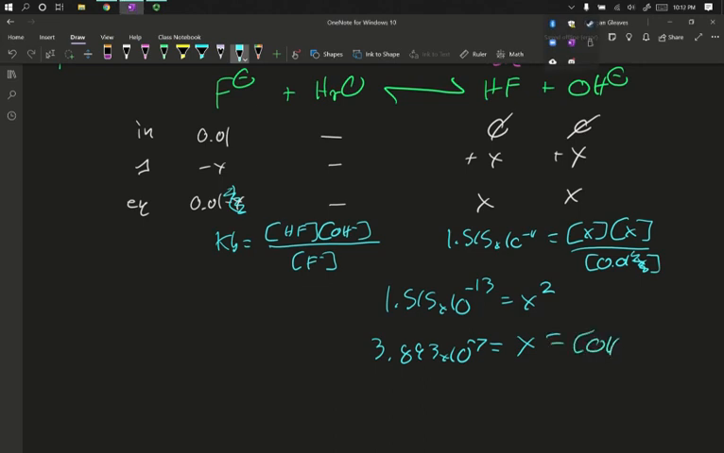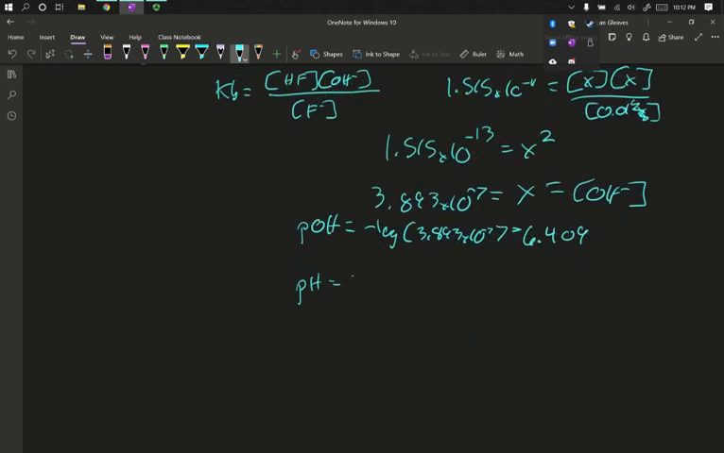That is our OH minus concentration, since we are following the base reaction, which means I can convert this to pOH. Negative log of 3.893 times 10 to the minus 7 is 6.409. pH equals 14 minus pOH. The pH of our F minus solution is 7.59. It's just a little bit basic. Pure water is 7. 0.01 molar F minus is 7.6.